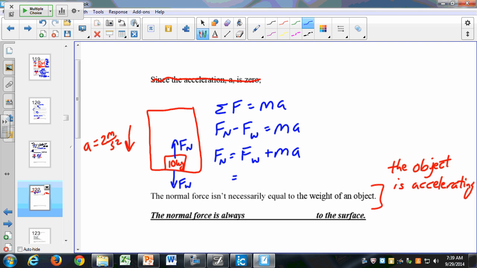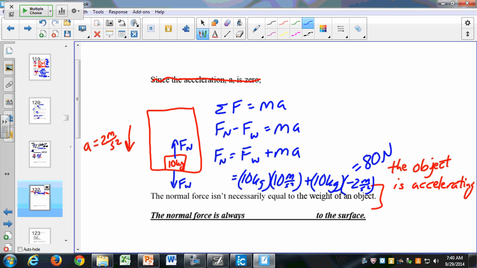Alright, and then Fw is 10 kilograms times 10 meters per second squared, plus 10 kilograms times what? What's my acceleration here? Negative 2, right? So negative 2 meters per second squared. And so I can find that the normal force is equal to 100 minus 20, that's 80 newtons. So if I have an object that's accelerating downward, the normal force decreases.